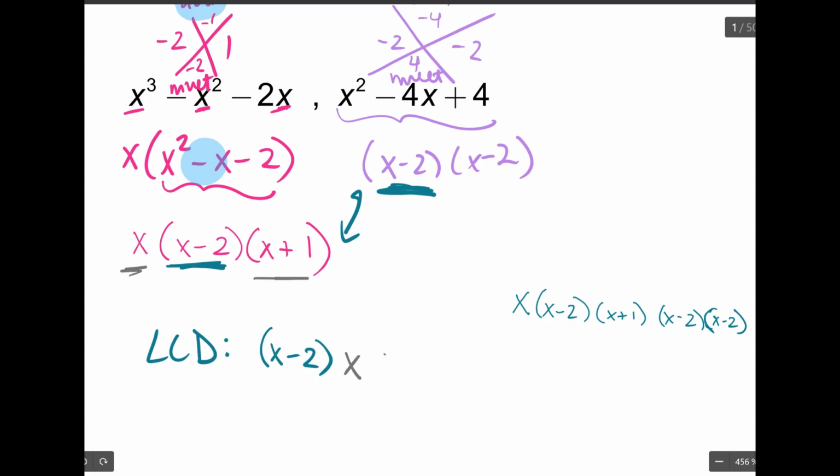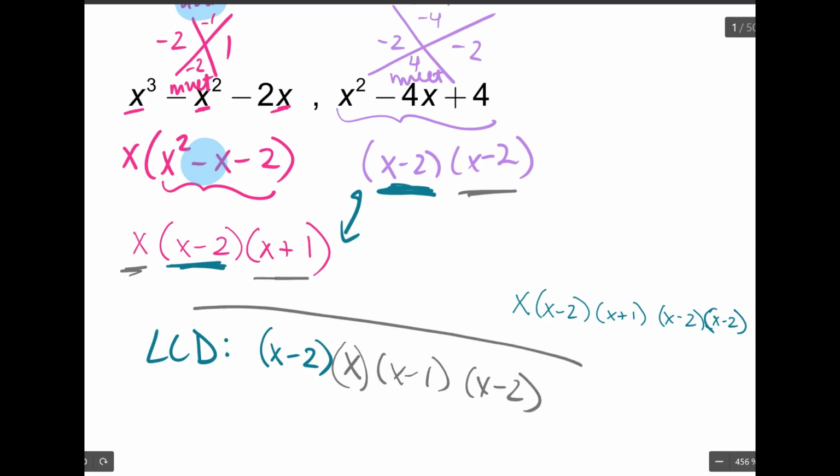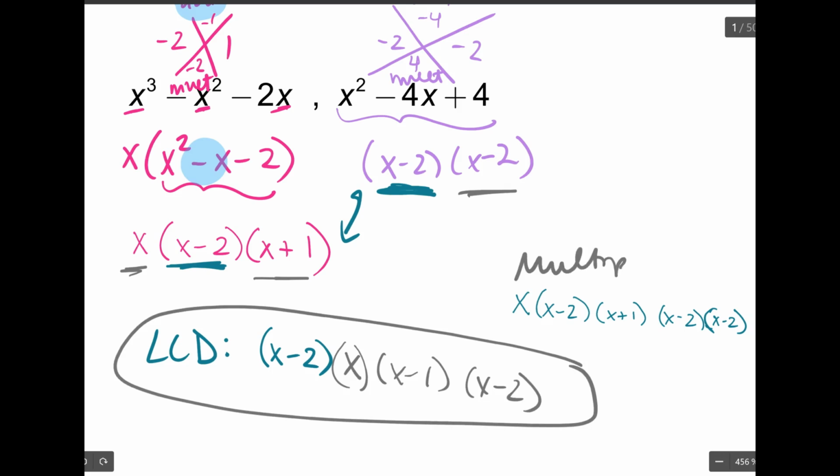I need to include the x minus 1. And then I have an extra x minus 2. So what's the answer? This one. Oh, this is just x minus 2. This is if you just multiply them together. Notice you have 3 x minus 2's versus in the actual least common multiple, you only have 2 of them.